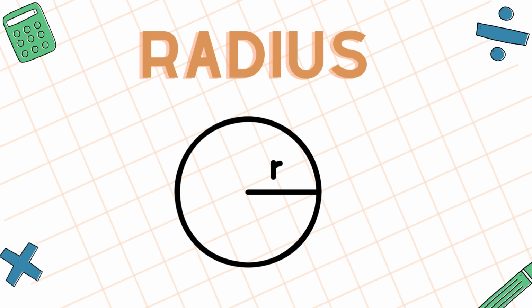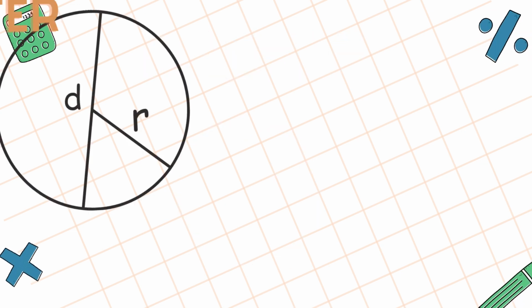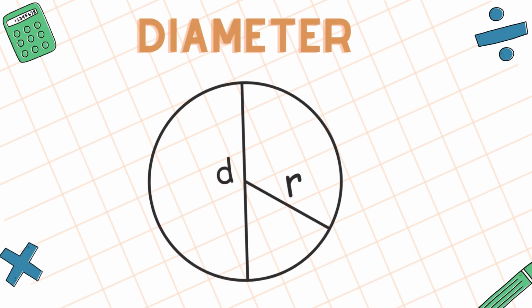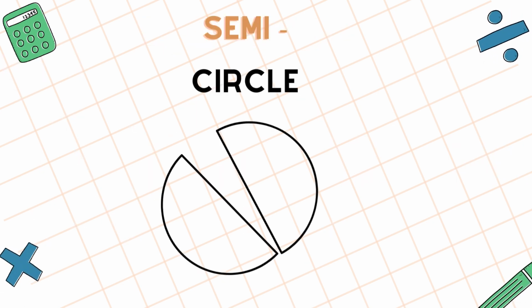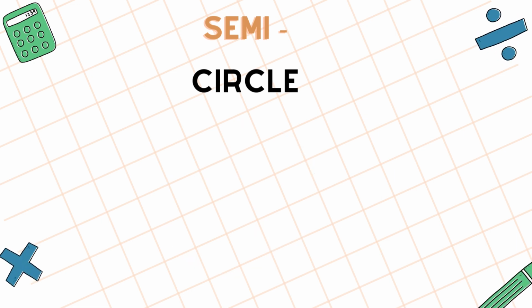The distance from the center of the circle to any point on its circumference is called its radius. The diameter is the longest line that can be drawn inside a circle passing through its center. It's twice the length of the radius. Also, the diameter will divide the circle into two equal halves, and each half is called a semicircle.